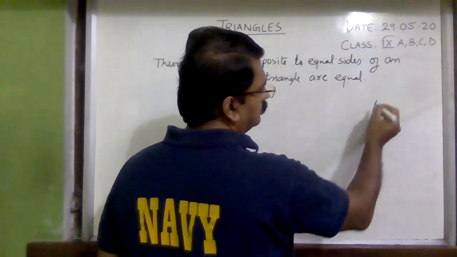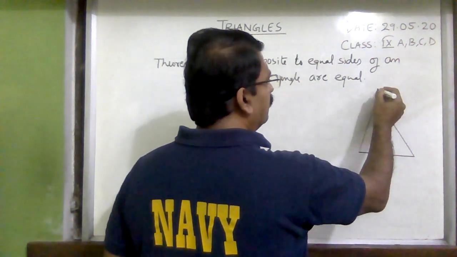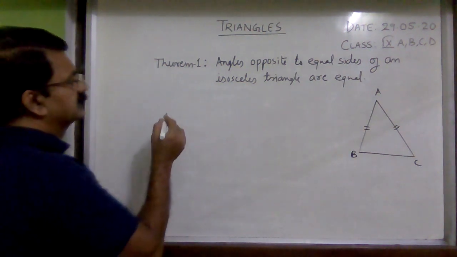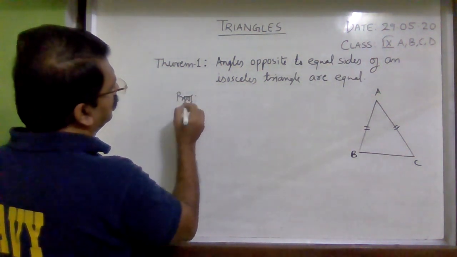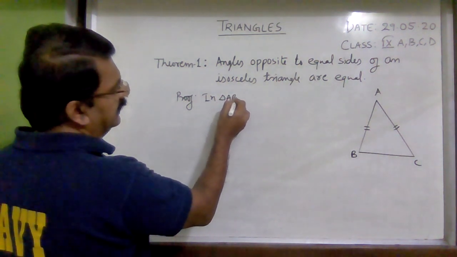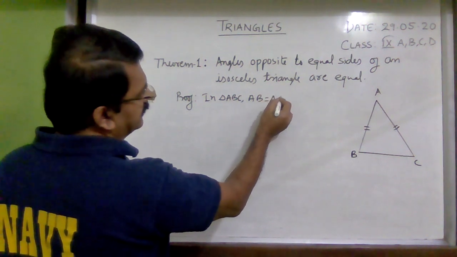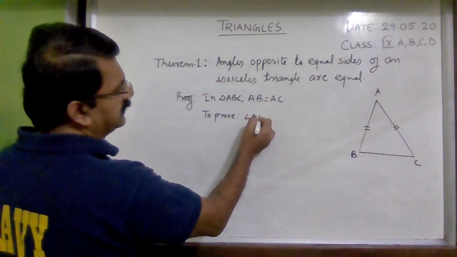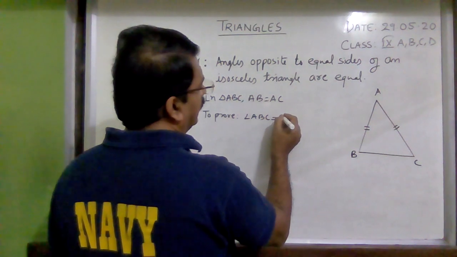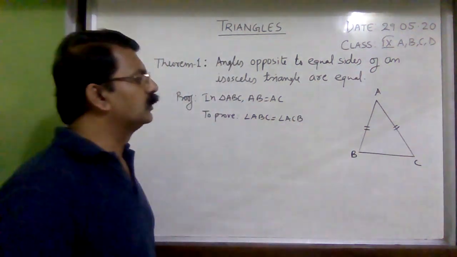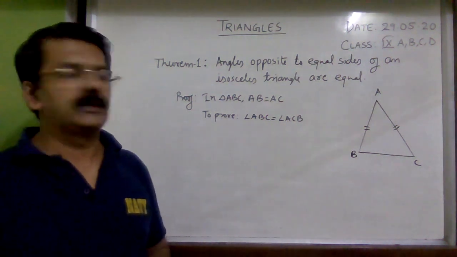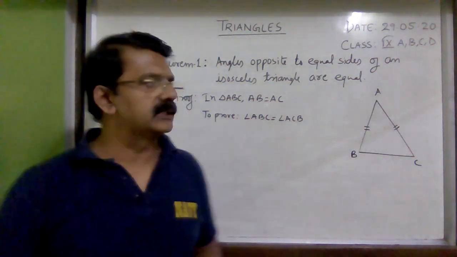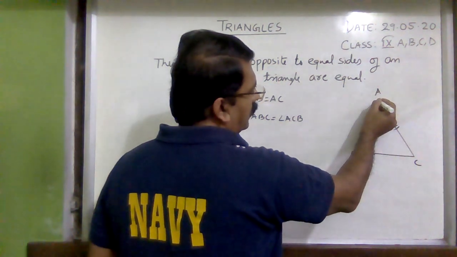So suppose ABC is a triangle in which it is given that AB is equal to AC. In triangle ABC, AB is equal to AC. It is given. To prove: angle ABC is equal to angle ACB. You have to prove that angle ABC will be equal to angle ACB. So we have to do a construction in this question. Draw a perpendicular from A on BC.